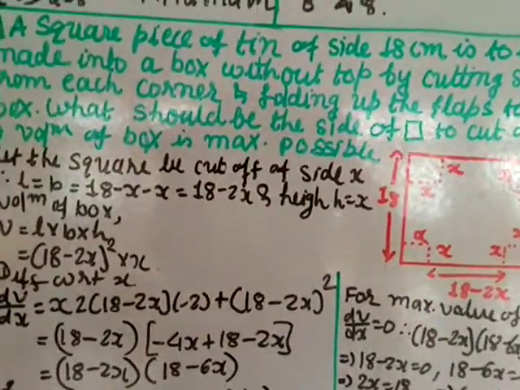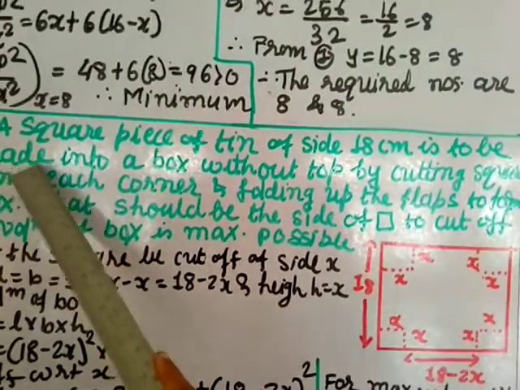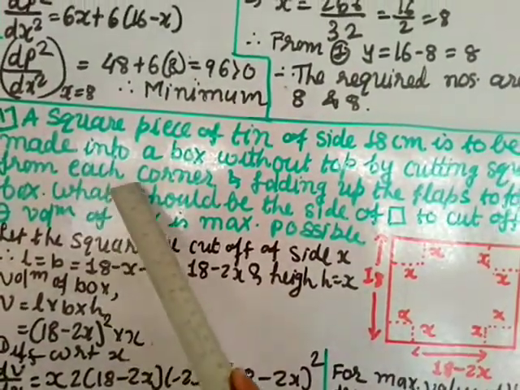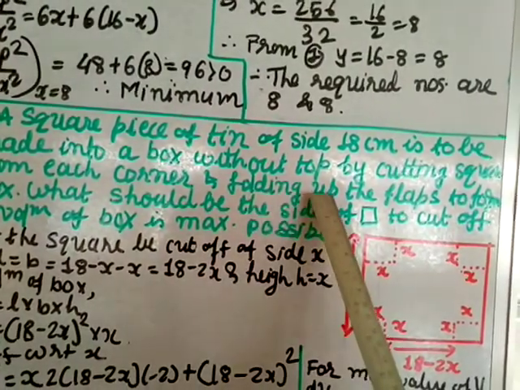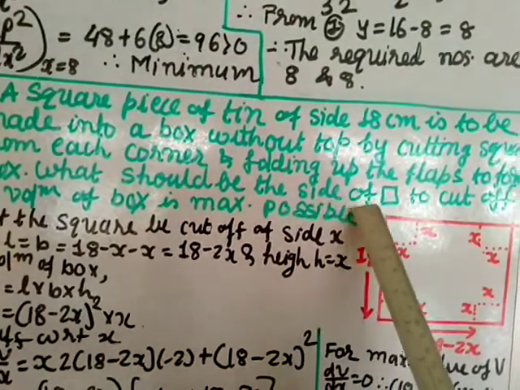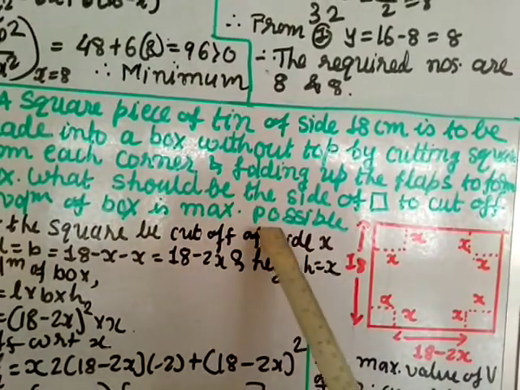A square piece of tin of side 18 cm is to be made into a box without top by cutting a square from each corner and folding up the flaps to form the box. What should be the size of the square to cut off such that the volume of the box is maximum possible?